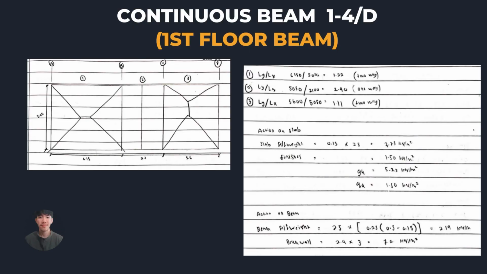This is my continuous view for the first floor beam. For the action on slab, for the Gk, I get 5.25 kilonewton per meter square. For the Qk, I get 1.50 kilonewton per meter square. Action on beam, for the beam self weight, I get 2.19 kilonewton per meter, and the brick wall 7.2 kilonewton per meter square.